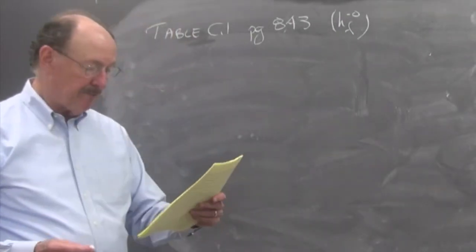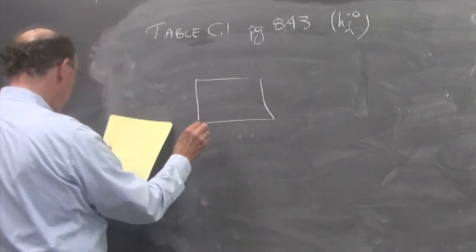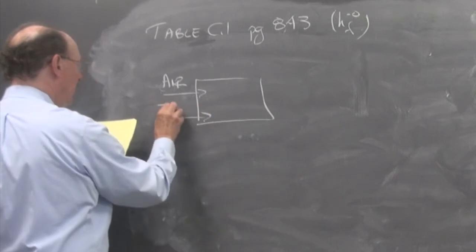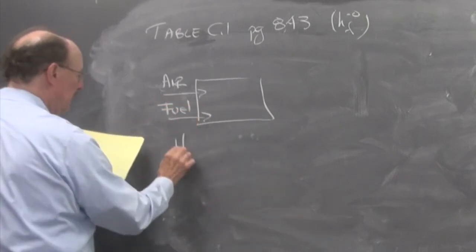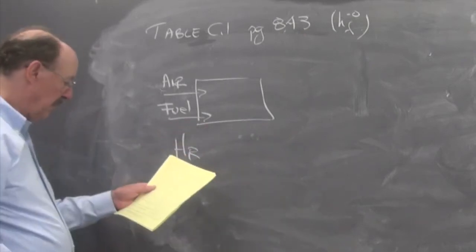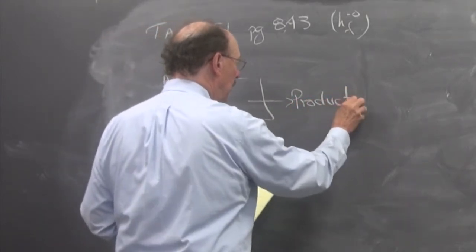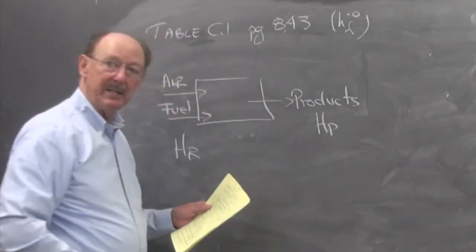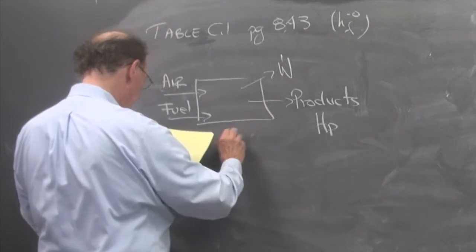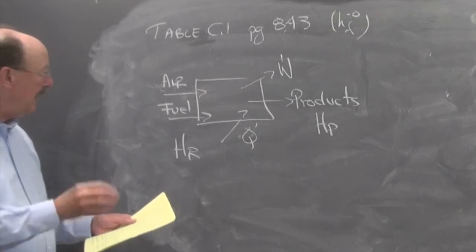Now what we want to do is look at a first law analysis. Let's take our system: it'll have air going in and fuel going in, and we'll say this is the enthalpy of the reactants, so we're just going to lump them together. We'll have the products come out, and we'll have this be the enthalpy of the products. So we use that terminology. There could be some power produced, and there could be, as we saw, Q dot going in.